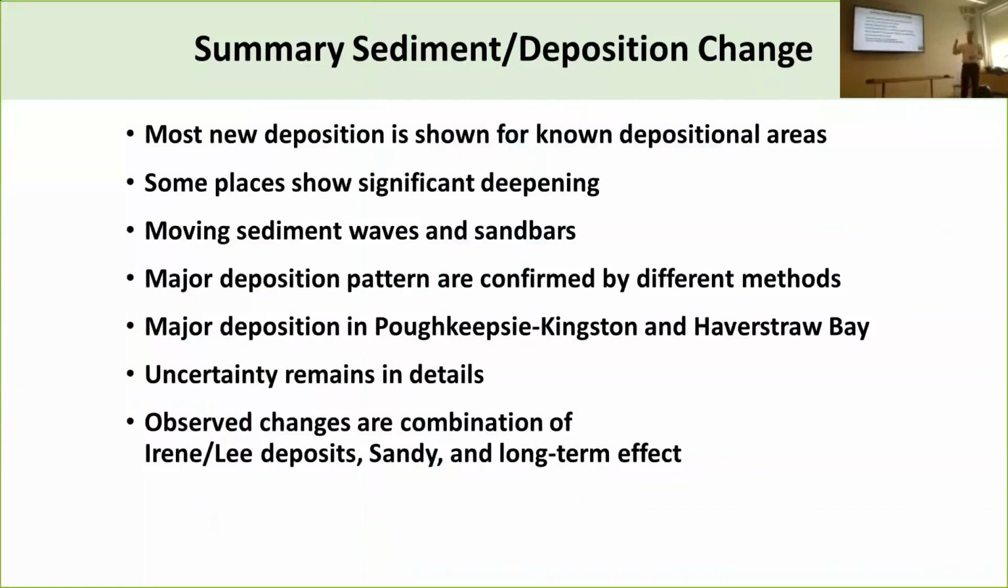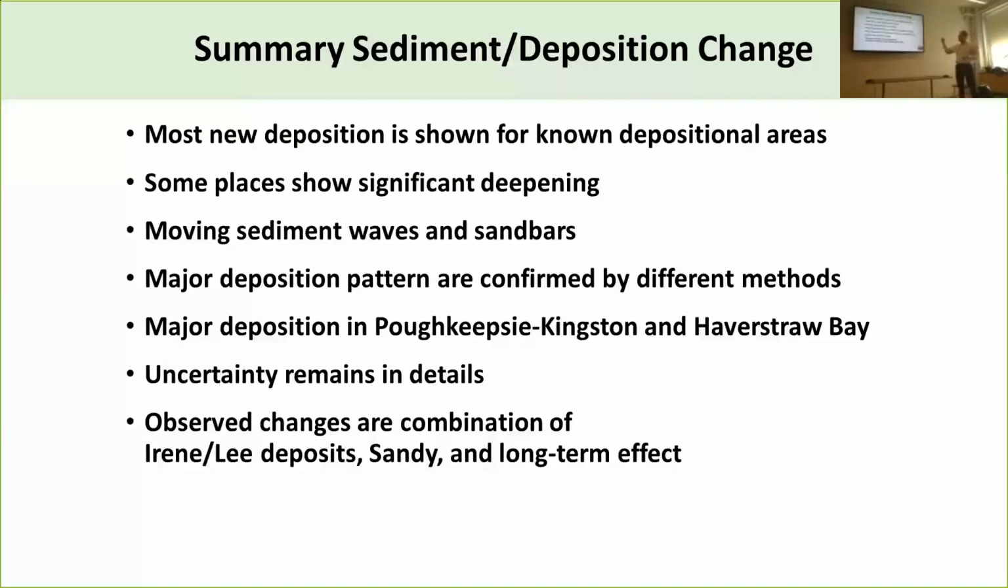Anyway, to sum up this part, we think a lot of the new deposition is happening in areas that we expected to be depositional before, plus maybe some areas that we didn't expect as much. But we also saw that some places actually got deeper, so it was not only sediment added to the system, which makes it more complicated. Some other stuff was shifting around. This could be moving sediment waves and sandbars, but maybe the big flooding events also eroded sediments in some places.